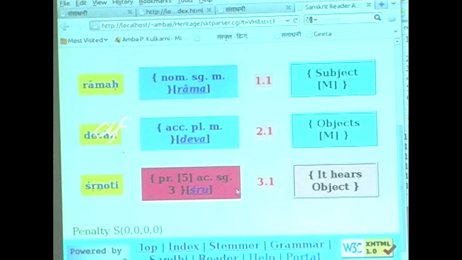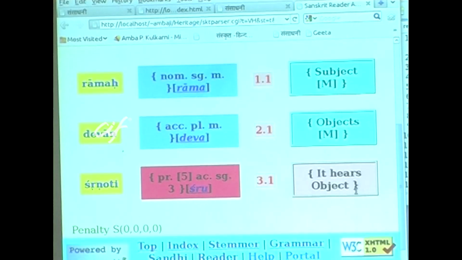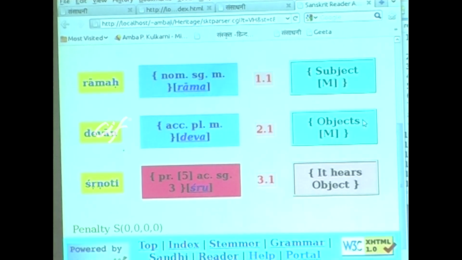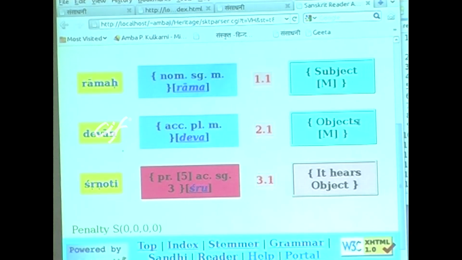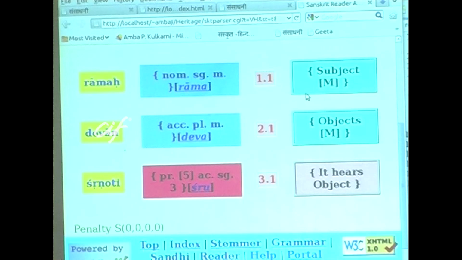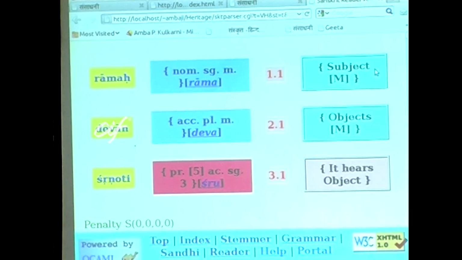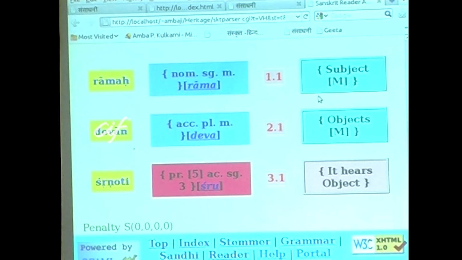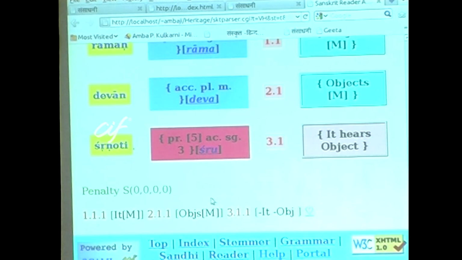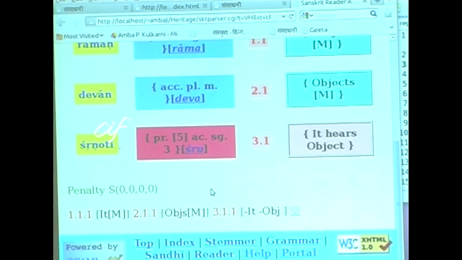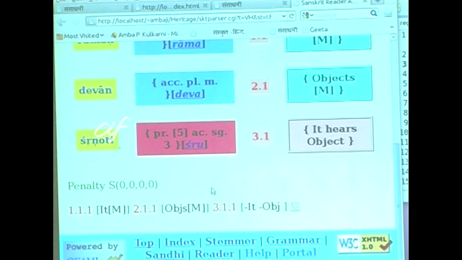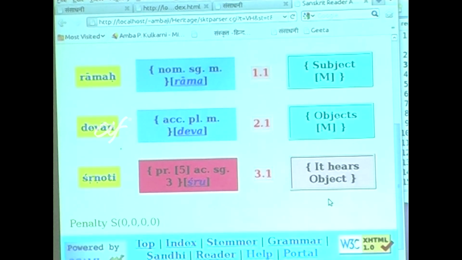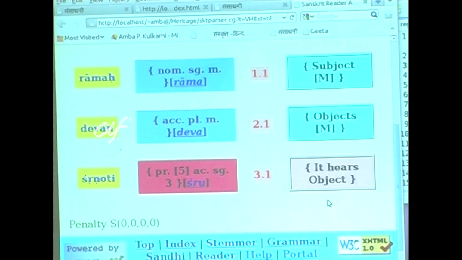See, it interprets Srinoti as it hears some object. Okay. And Devan as its objects in the masculine. And here, it's subject in the singular and masculine. Okay? And it tells that it recognizes a sentence with penalty 0. Okay? And then you have some kind of abbreviation of all the ways to interpret the third column. And here there is only one way to interpret it.